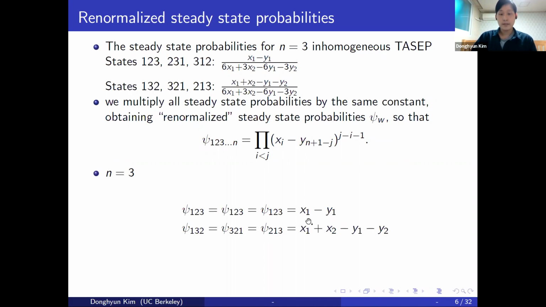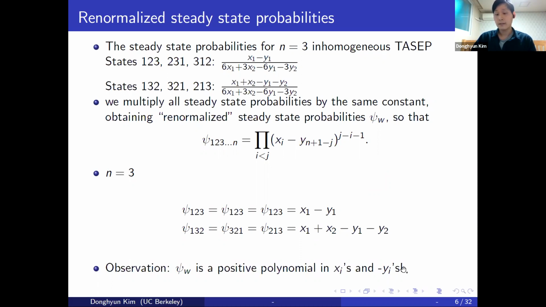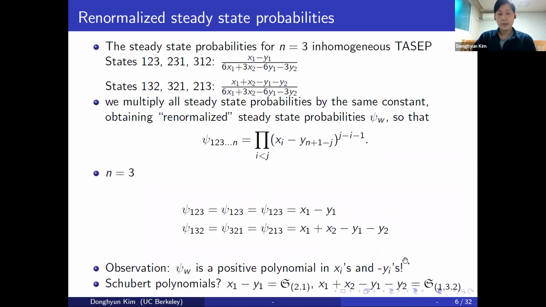So for n equals 3, we have the steady state probabilities x1 minus y1 and x1 plus x2 minus y1 minus y2. Okay, so the first observation is that psi of w is a positive polynomial in xi's and minus yi's. And the second observation: x1 minus y1 is a double Schubert polynomial for the permutation 2, 1, and x1 plus x2 minus y1 minus y2 is a double Schubert polynomial for the permutation 1, 3, 2.